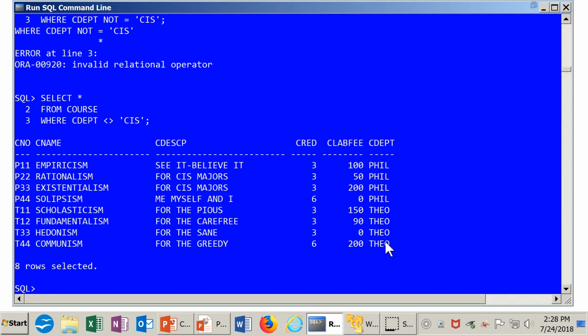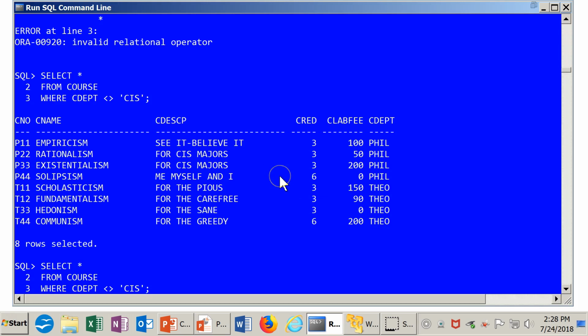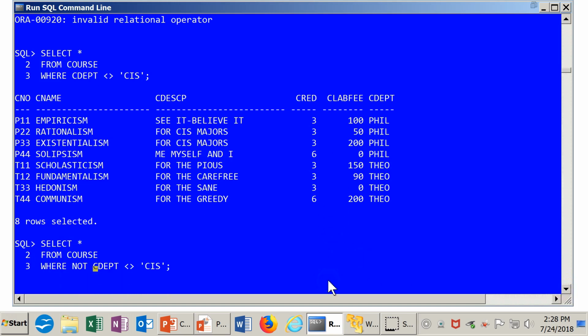Here's a quick little test for you. See if you really understand this. Let's suppose I now put not as a keyword before my predicate, but my predicate has a not in it. So select from the course table where not C department not equal to CIS. That sounds pretty confusing, and it is. You probably shouldn't do this, but the idea is a quick test to confirm your understanding. Think about what's going to happen.